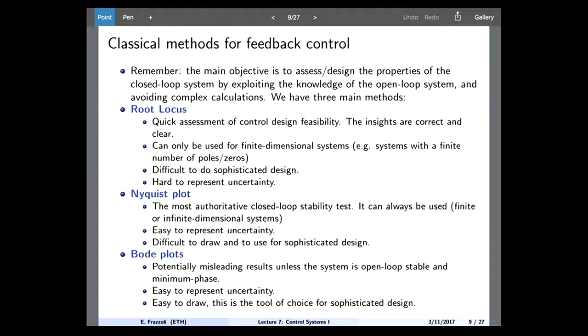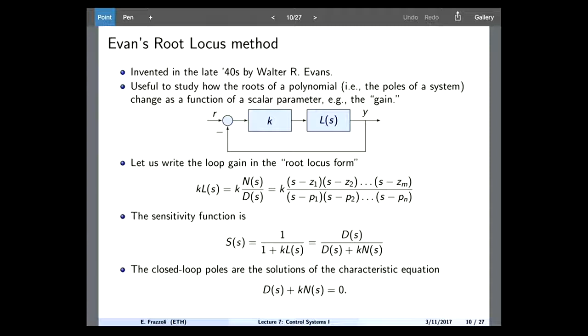It's not really something that you use to do sophisticated design, okay? And also it's hard to represent uncertainty. But I think these are some of the disadvantages. In the future weeks, we will cover other techniques, something called the Nyquist plot, something called the Bode plot, but we'll discuss pros and cons as we get there, okay? Okay, so let's get started with this root locus method.